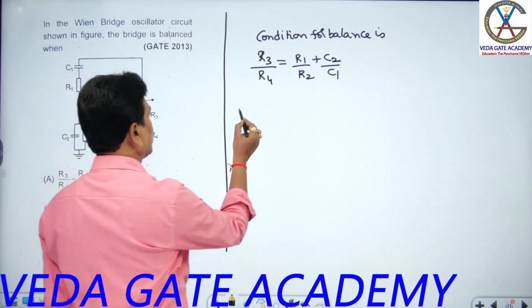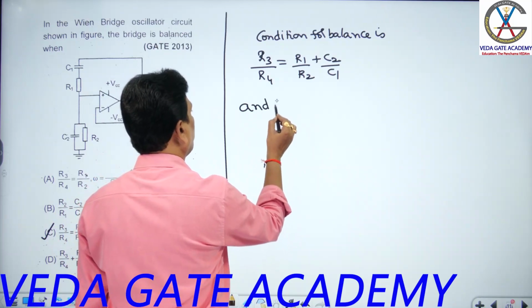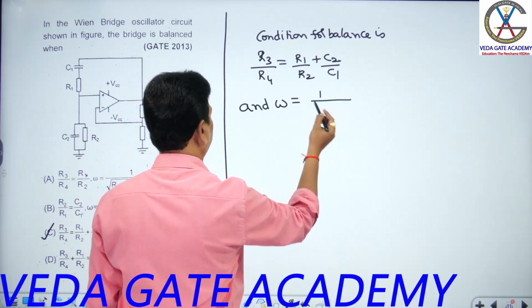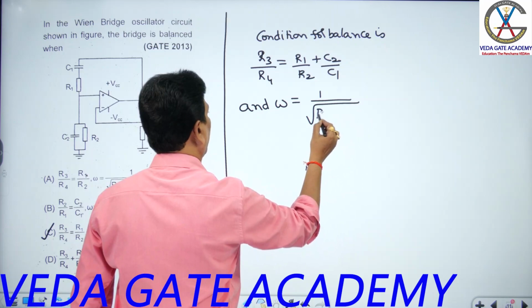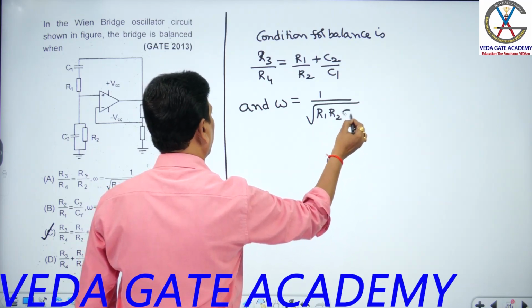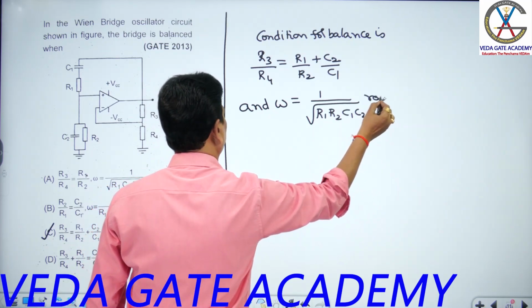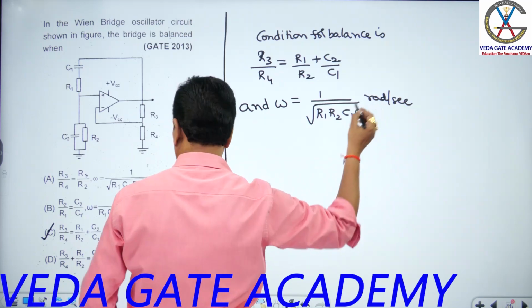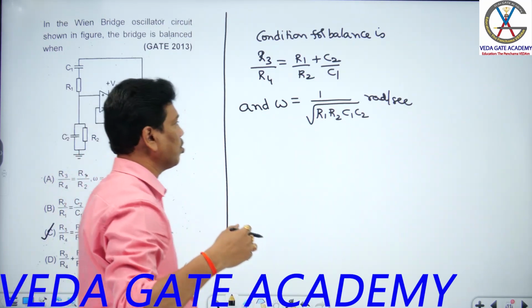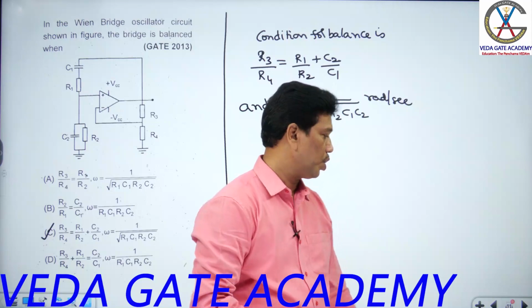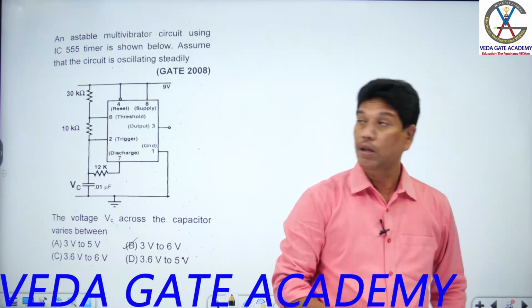And what is the frequency? In terms of omega, you know that it is 1 by root of R1 R2 C1 C2. So the correct option I told is C. C should be the answer for that. Okay. Check out the next question, students.